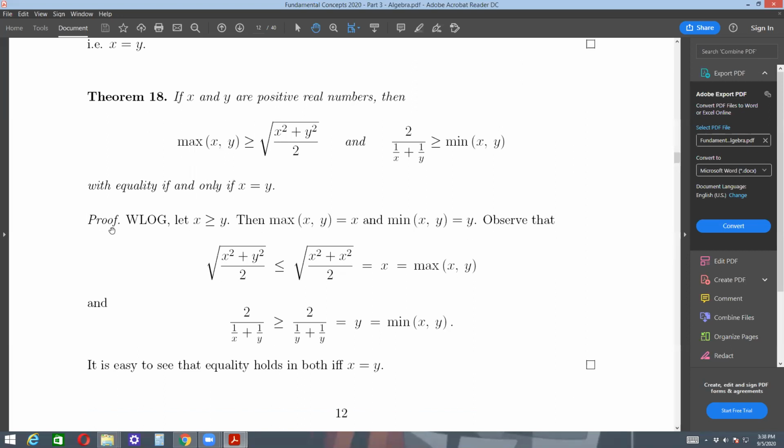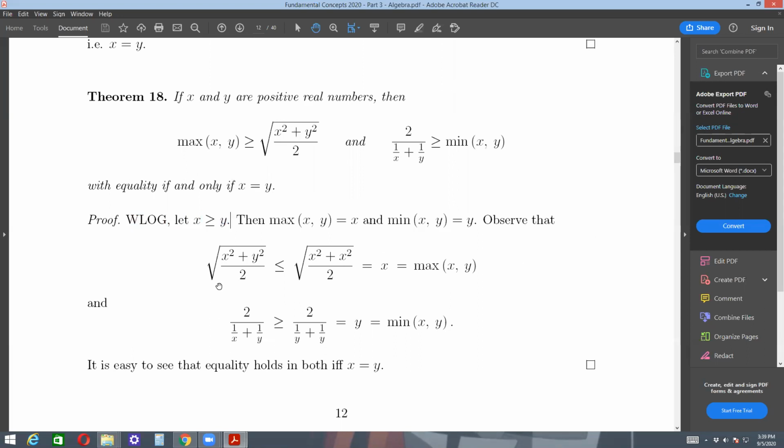All right, so how do you prove that? To prove that, you have to say, well, without loss of generality, since these things are symmetric in x and y, let's just assume that x is greater than or equal to y. If y was greater than or equal to x, then a similar argument would hold. So if x is greater than or equal to y, it means the maximum value of the 2 of them is x, and the minimum value of the 2 of them is y. So we're going to use that in these things here.